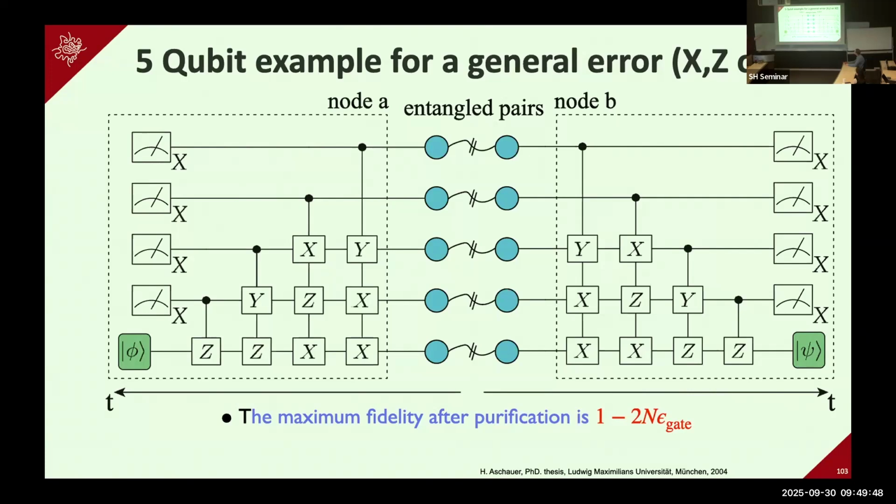So these are the components. This is potentially how error correction works.